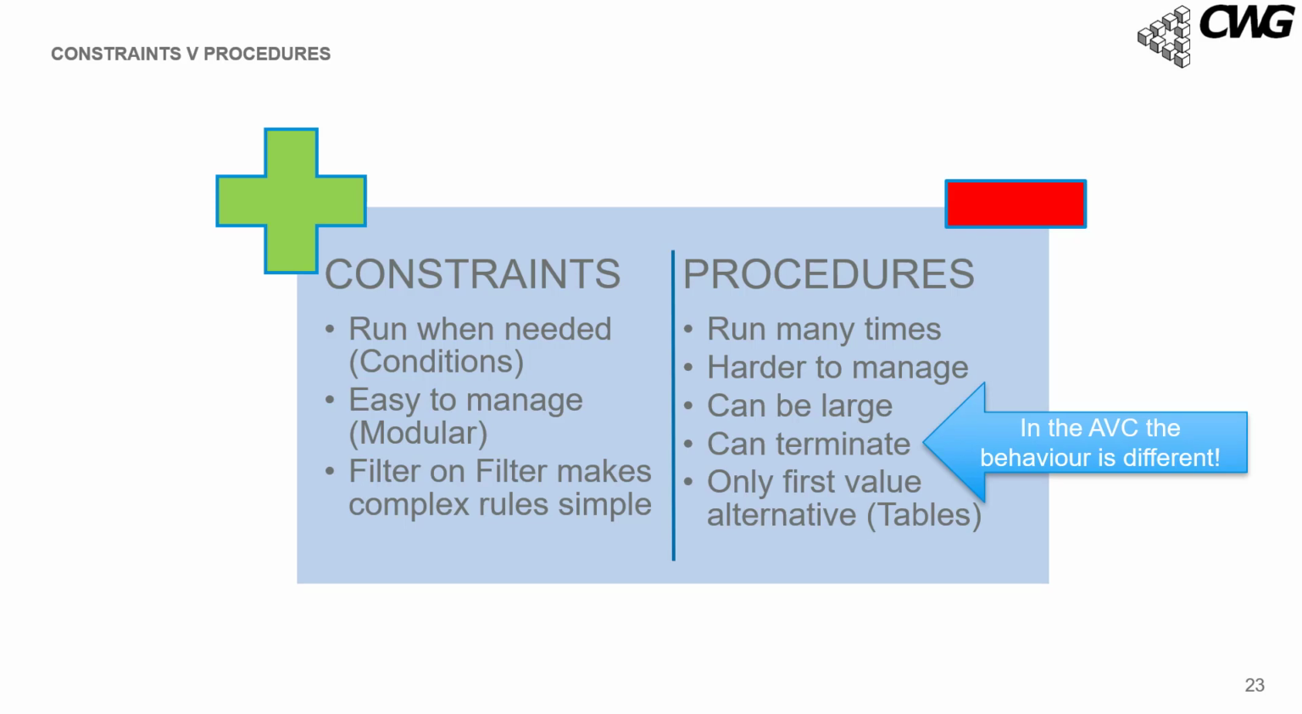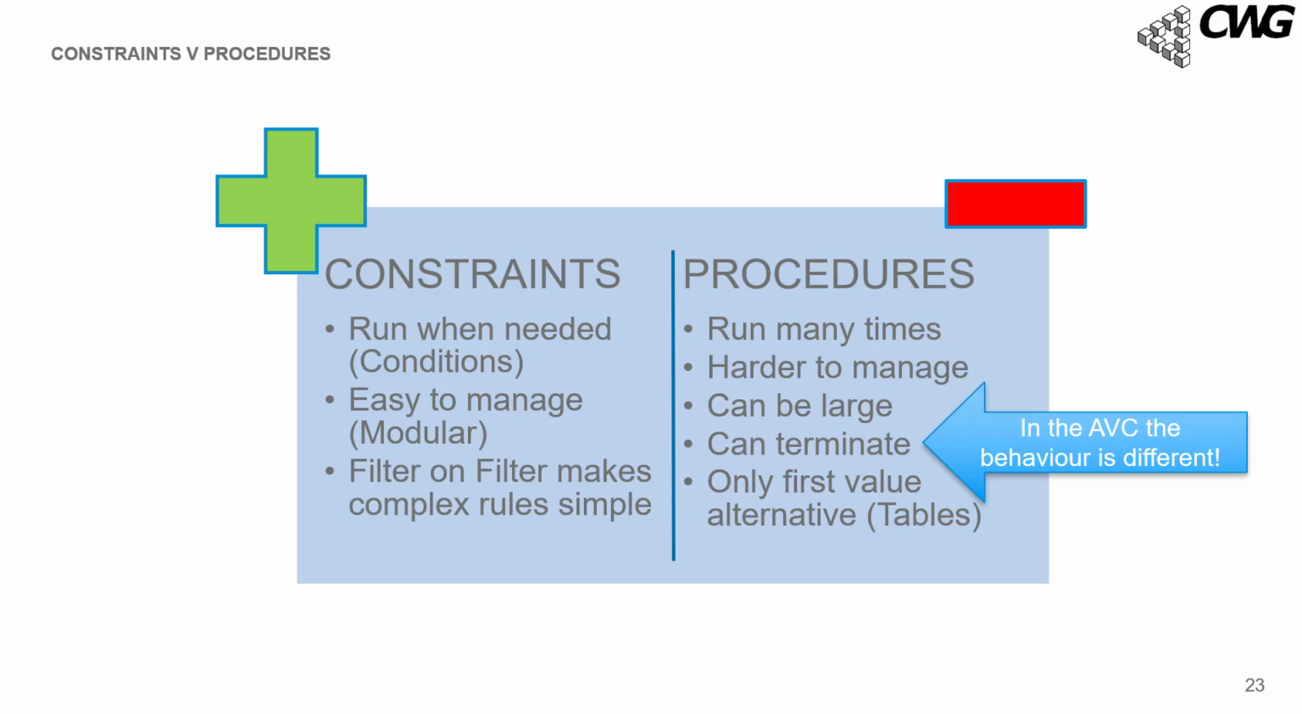Constraints only run when their condition is true. Think performance gain here. We have seen they are modular, and so are easier to manage and maintain. They are powerful, as seen in the filter on filter as one example. Complex requirements can be modeled simply.